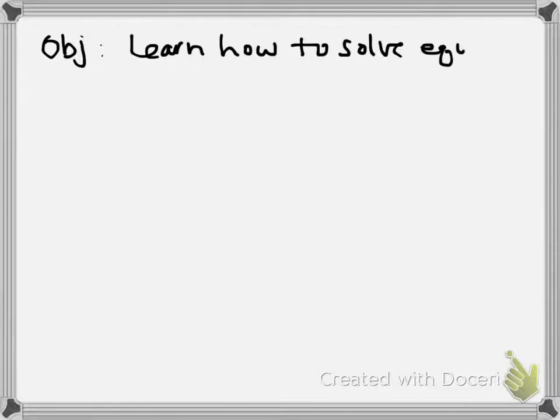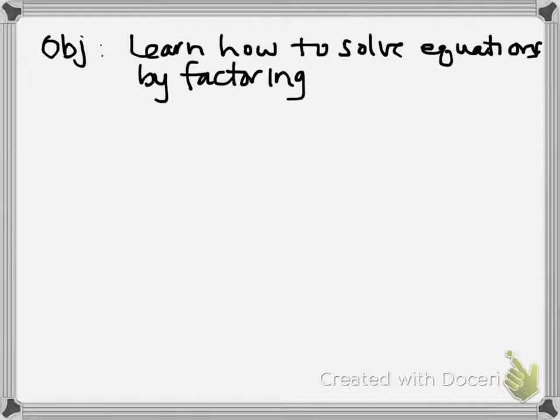So our objective today is to learn how to solve equations by factoring. Now the only reason why we need to factor is if we have an x squared term. I can solve if there's just x's in there. That's easy. We've done that a lot. Solve for x, get the answer. But now I've got an x squared.